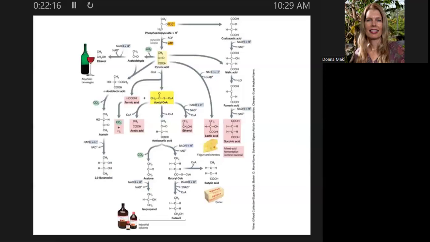Here's another image just trying to impress on you how diverse fermentation can be. It just depends where the microbe is living and what it's adapted to, what kind of substrates it wants to bring in and run. Here, this is showing some of the uses we make out of it in the human world, where you can, of course, see the alcoholic beverages, but there's lots of other options here in industrial microbiology that we still make the microbes do.